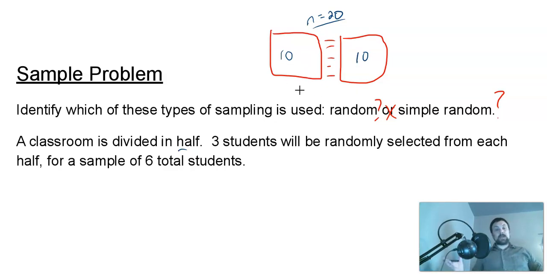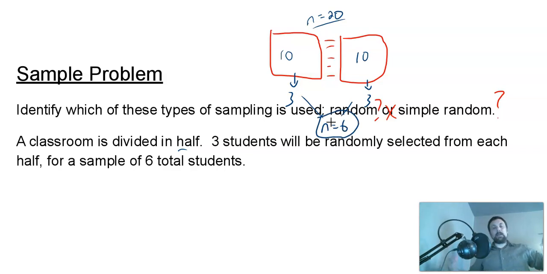So I have two groups I've divided it into. It's not really cluster sampling because I'm not going to randomly select a geographic location, but it's not stratified sampling either because I'm not dividing my students based on any characteristic. I'm just saying half of you sit over here, half of you sit over here. Then I'm going to randomly select 3 students from this side of the room and 3 students from this side of the room. So I'll have a sample of size 6.